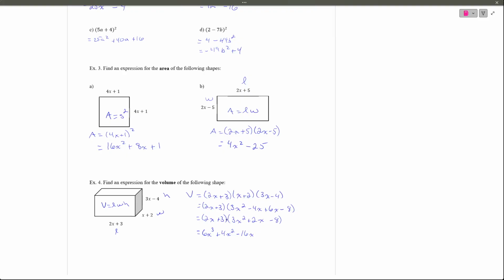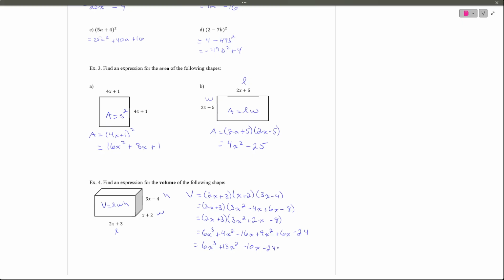We'll see. 3 times 3x squared, that's 9x squared. 3 times 2x, that's going to be 6x. And then 3 times negative 8 is minus 24. Let's collect everything. We only have one cubic. So 6x cubed all on your own. 4x squared plus 9x squared, that's going to give us plus 13x squared. So we have minus 16x plus 6x. That should give us minus 10x. And then finally, the only constant we have is the minus 24.